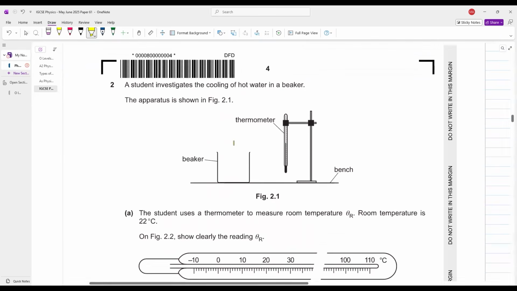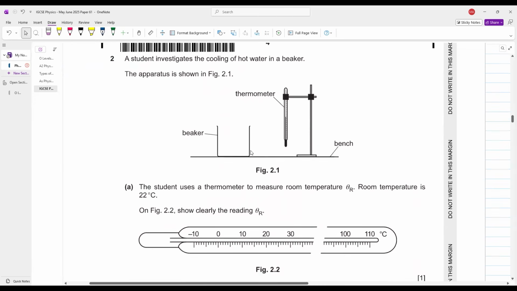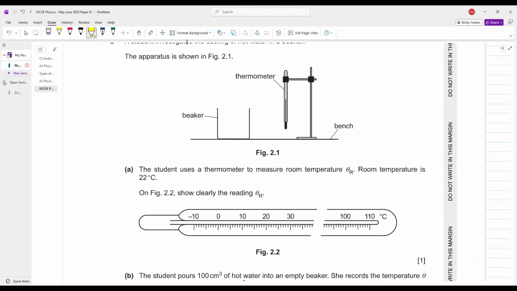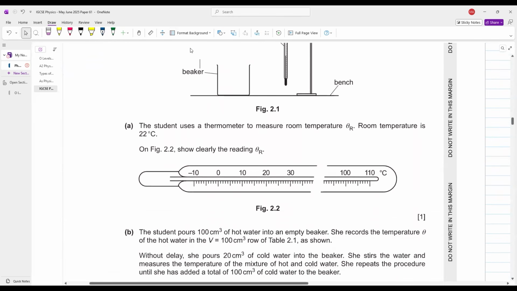Let's further move ahead. A student investigates the cooling of hot water in a beaker. Okay, so we are investigating the cooling of hot water in a beaker. The apparatus is shown in figure 2.1. Okay, so this is apparatus that is shown. The student uses a thermometer to measure room temperature QR. The room temperature is 22 degrees centigrade. On figure 2.2, show clearly the reading QR. Okay, so you have to clearly show the room temperature, that is 22 degrees centigrade. This is your 22 degrees centigrade.